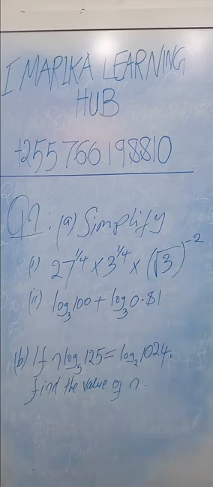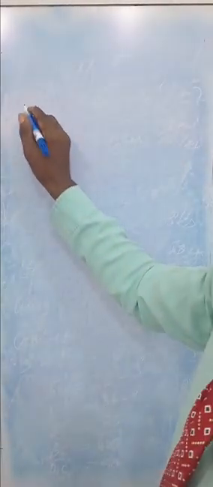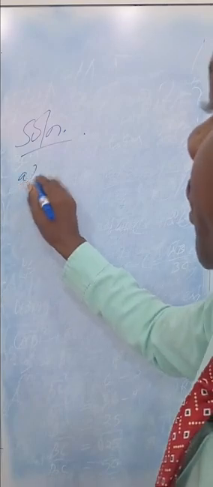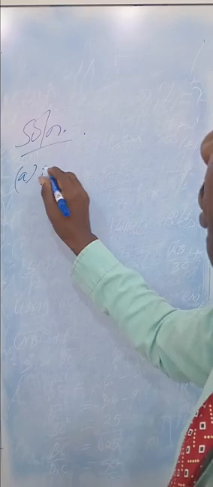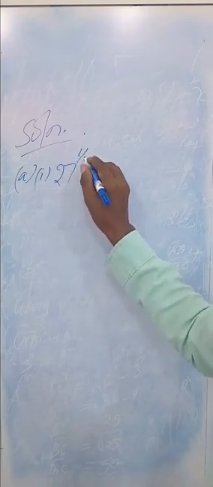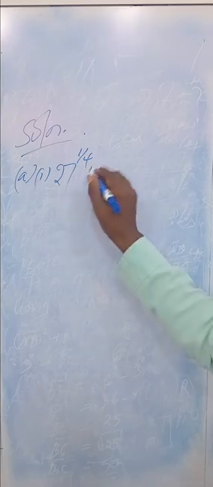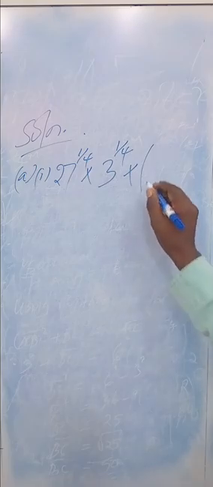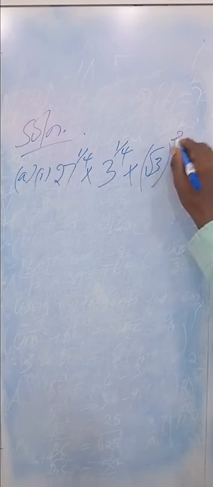Okay, here's the question. And how do we go about it? Solution. Let's start with A, Roman 1, which wants us to simplify 27 raised to power 1 over 4 times 3 raised to the same power times the bracket root of 3 raised to power negative 2.